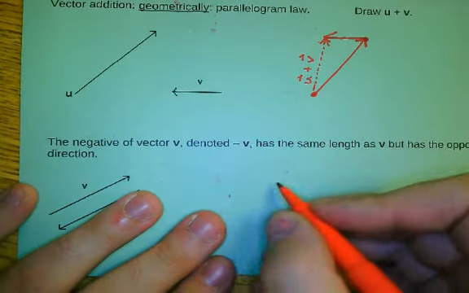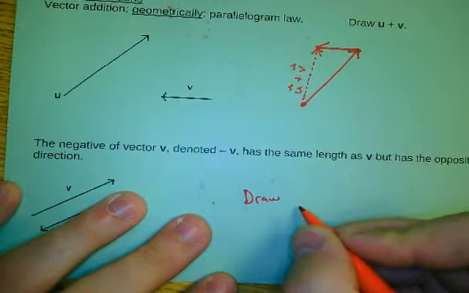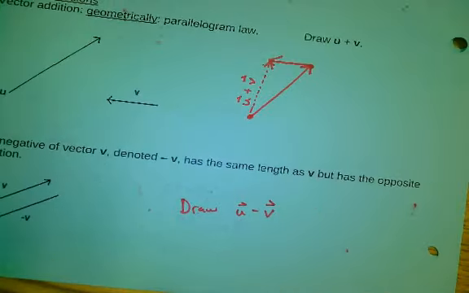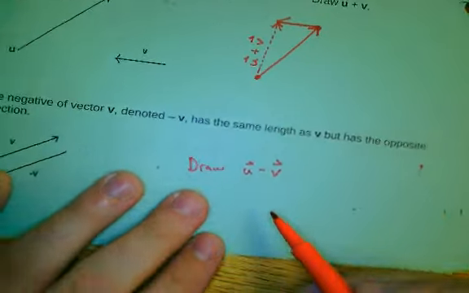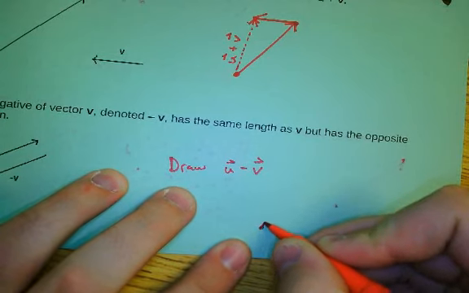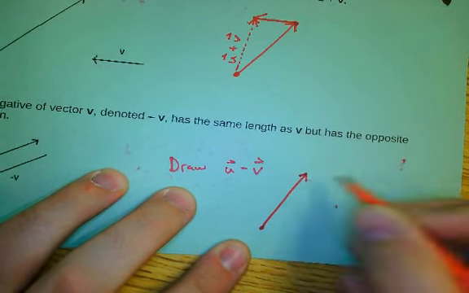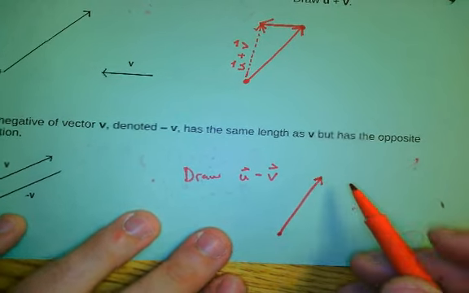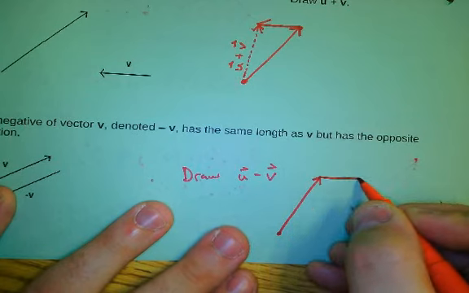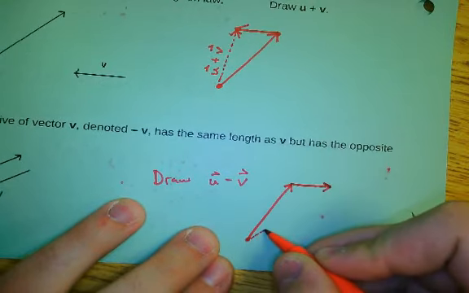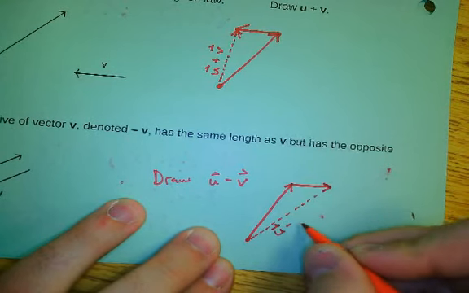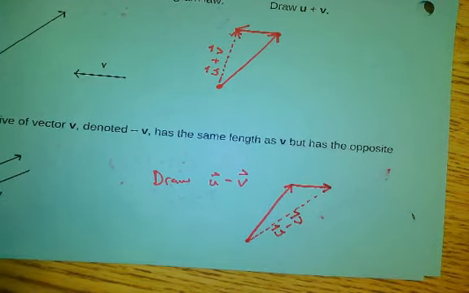That's it. So, hey, for giggles, let's draw u minus v. Okay? So the only thing that's going to change is the direction. The length will not change. So if I'm going to draw u minus v, I'm still going to draw u. And now instead of going an inch to the left, an inch to the right. This is u minus v.